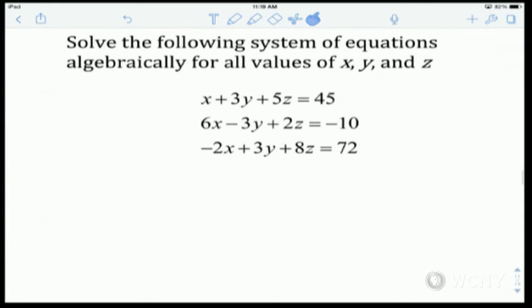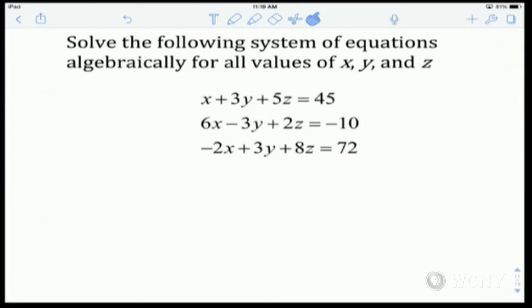So here we go. We're going to solve the following system of equations algebraically for all values of x, y, and z. And we have those 3 equations. x plus 3y plus 5z equals 45. 6x minus 3y plus 2z equals negative 10. And negative 2x plus 3y plus 8z equals 72.